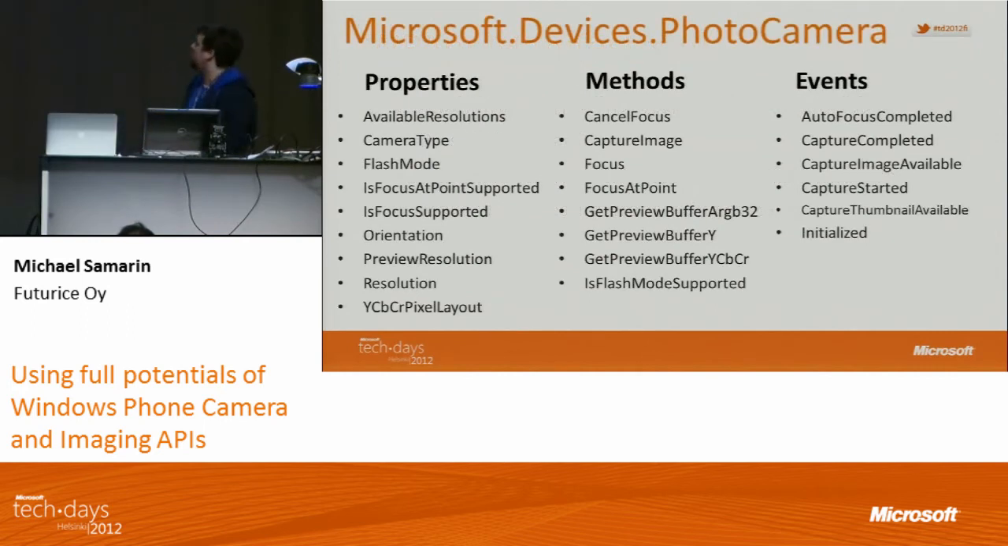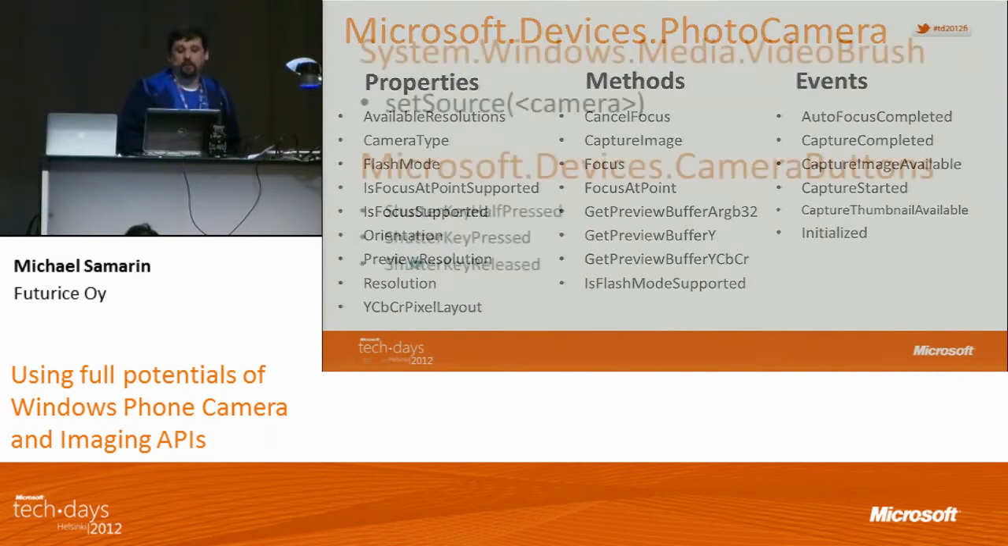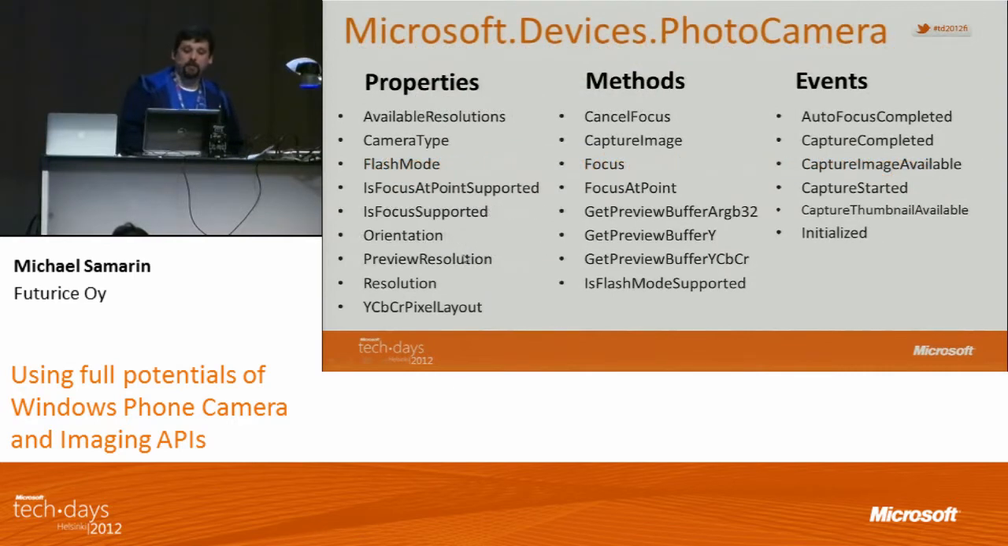So here is our magic class. It's called PhotoCamera, and as you can see, I outlined the most important methods, properties and events in here. You can query, as I said, available resolutions, camera type, meaning front and primary, and flash mode, because, for example, Lumias do not support red eye reduction, while some devices do. Then, is focus at point supported, if you can point focus. Some devices do not come with any kind of focus. Then changes of the orientation, preview resolution, and YCbCr layout. I will talk later about that. Then very simple methods to cancel focus, capture image and initiate focus.